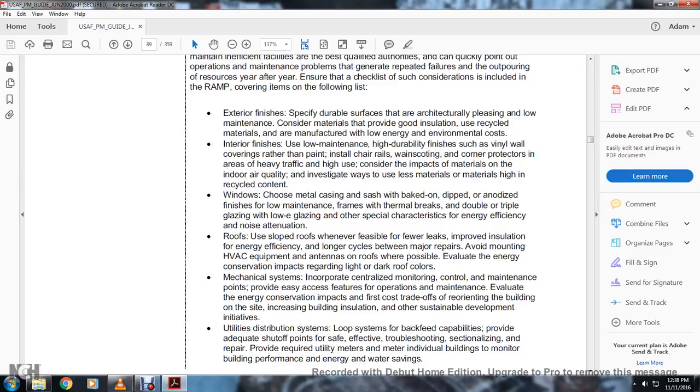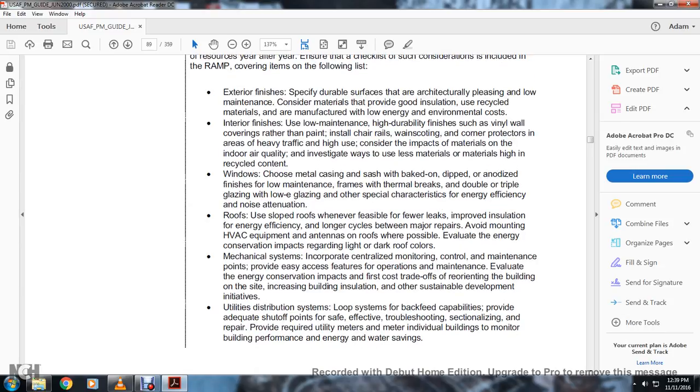Investigate ways to use fewer materials and those with higher recycled content. For windows, choose metal casing and sashes with baked-on or anodized finishes and low-maintenance frames, thermal breaks, double or triple glazing with low-E glazing, and other special characteristics for energy efficiency and noise attenuation. For roofs, specify whether feasible for fewer leaks, improved insulation, and energy efficiency, with longer cycles between major repairs. Mount HVAC equipment and antennas on the roof where possible, and evaluate the energy conservation impacts of light or dark roof colors.